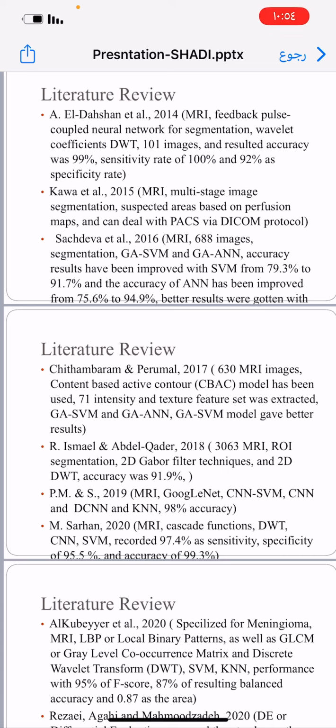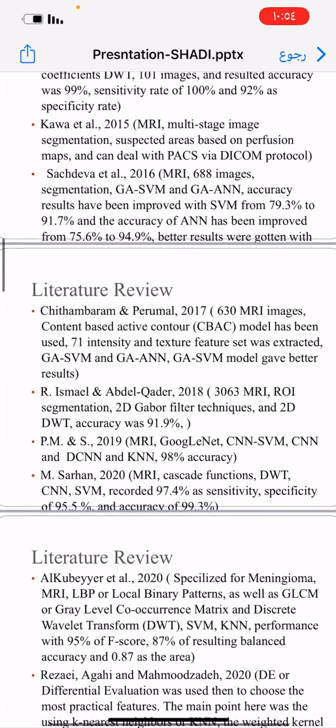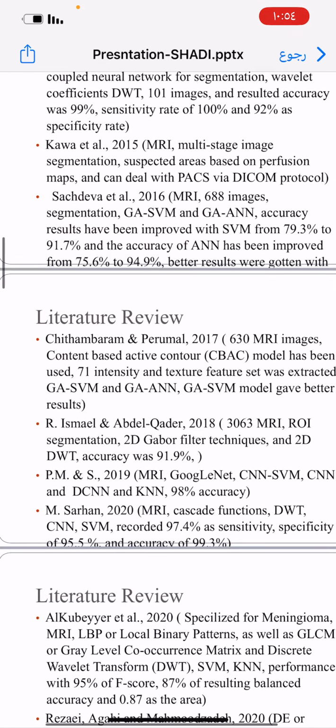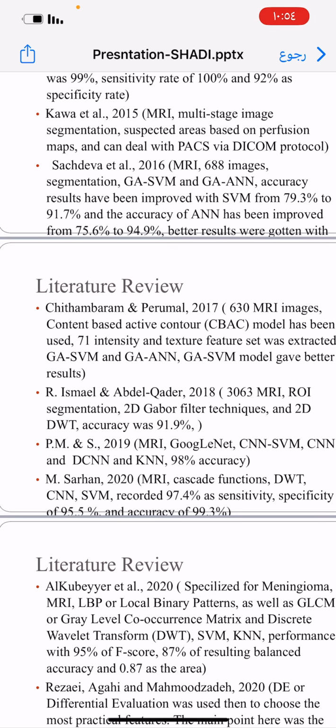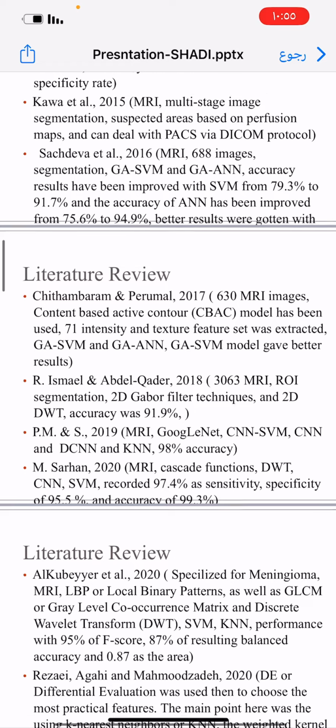Many works have been done. We'll take two examples of them. For example, this work done in 2016 has a data set of 688, around 700 MRI images, and they are using SVM. SVM stands for support vector machine, and ANN, which is artificial neural network, also available in MATLAB. Accuracy results could be good, reaching more than 90%. So this is a good work done here.